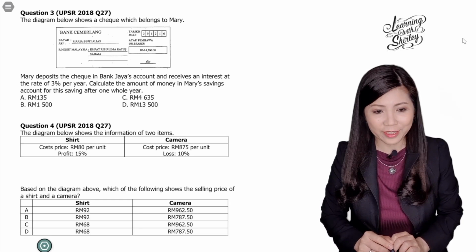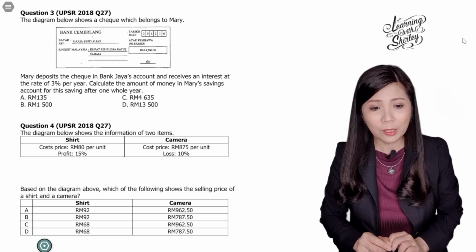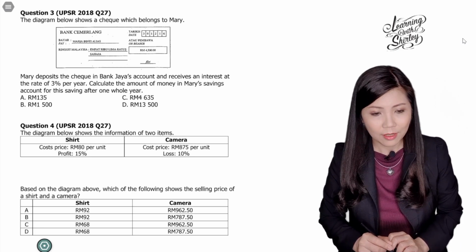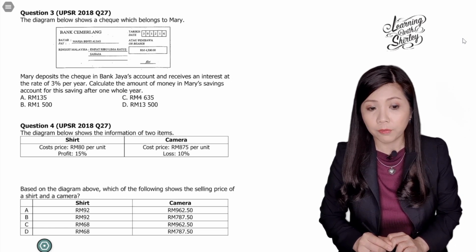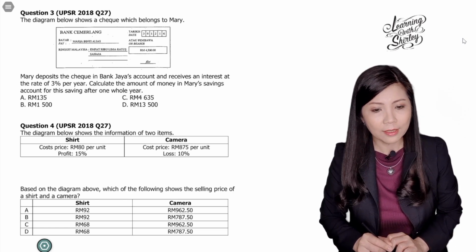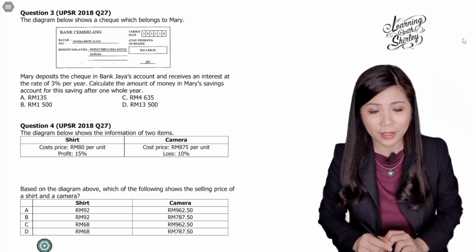Let's look at question number 3. This is UPSR 2018, question 27. So the diagram below shows a check which belongs to Mary. Mary deposits the check in Bank Jaya's account and receives an interest at the rate of 3% per year. Calculate the total amount of money in Mary's savings account for these savings after 1 whole year.